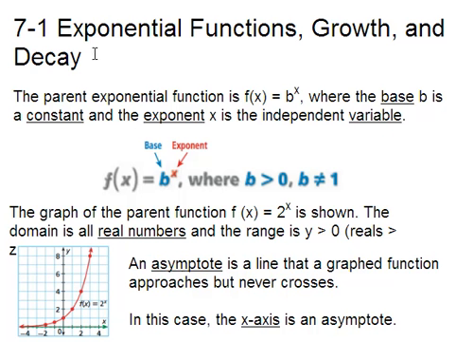I just wanted to go through Chapter 7, Section 1 with you. And this one's all about exponential functions, growth, and decay. And this starts a new chapter. And what we're doing is we're looking at something called an exponential function. And this is really kind of a new equation that we haven't seen before.